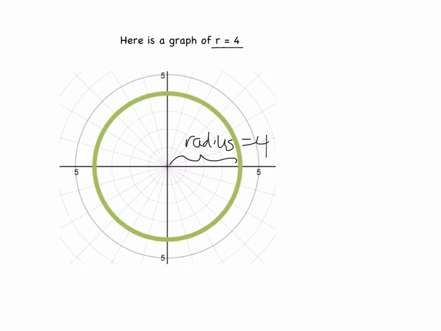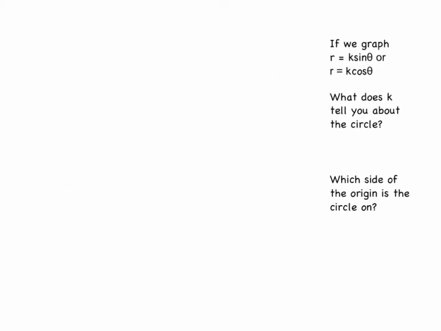If we tweak the equation, and instead of just equals 4, what if we take a number k times the sine of theta or a number k times the cosine of theta? So we're looking at 2 slightly different versions over here. I'm going to pull up the graph of 4 different ones. What I want you to look at for a second and think about is, when you look at these graphs, what does k tell you about the circle?